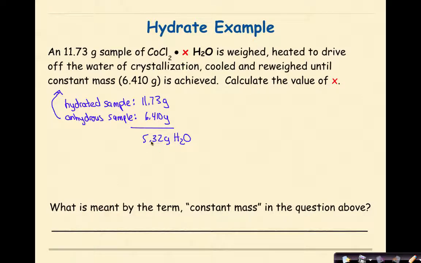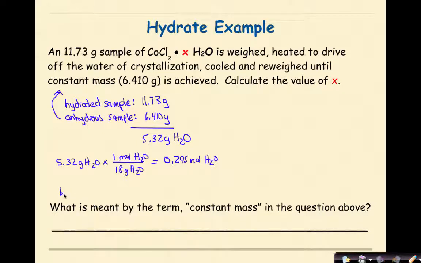The next thing to do, of course, is to follow the AP chemistry mantra, which is to convert the mass of water, 5.32 grams of H2O, into moles. So multiplication sign in a line, 1 mole of water over 18 grams of water, because we know that's the gram formula mass of water. So 5.32 times 1 divided by 18 will give me 0.295 moles of water.